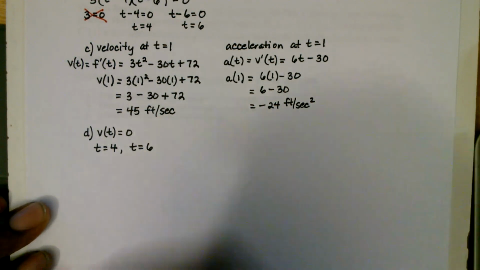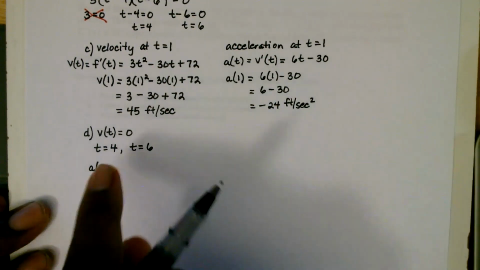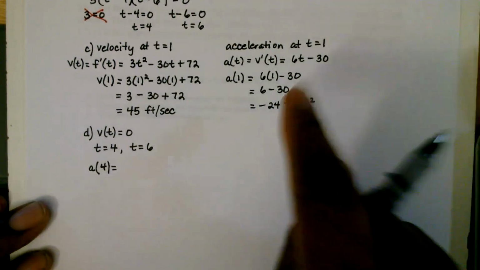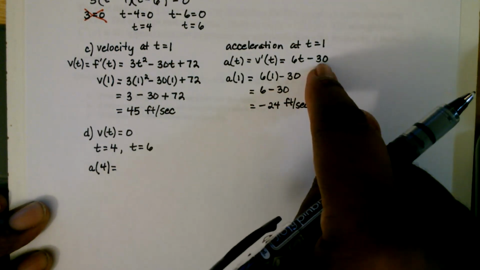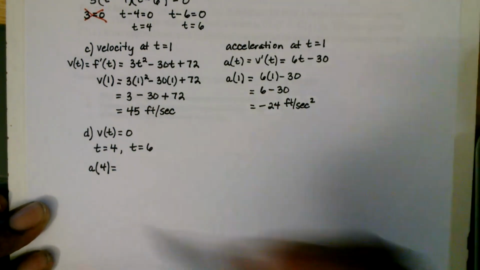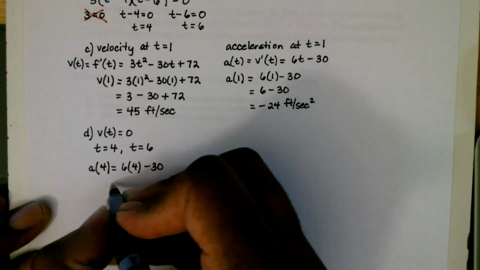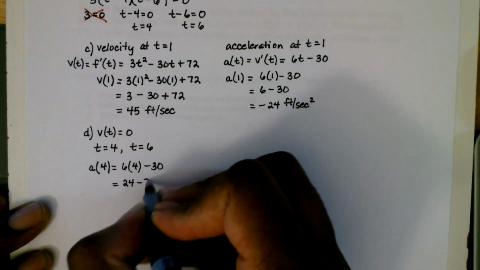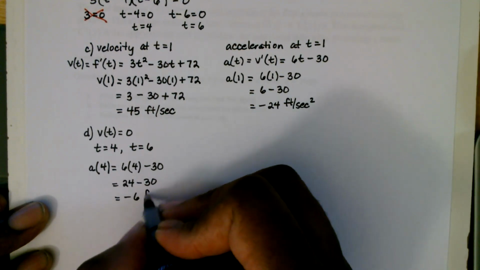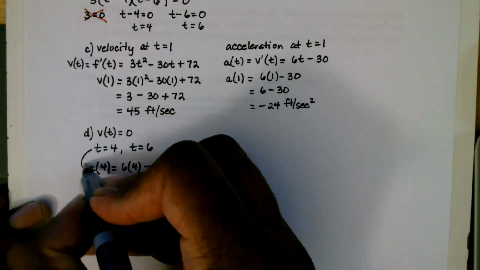Now, in this case, we'll just have to find out what the acceleration will be at t is equal to 4 and at 6. So at t is equal to 4, the acceleration there would be, we just take our acceleration expression, which is 6t minus 30, substitute the t in with 4. So it'll be 6 times 4 minus 30. That's going to be 24 minus 30, which will be -6. And that's going to be in feet per second squared. So this is for t is equal to 4.